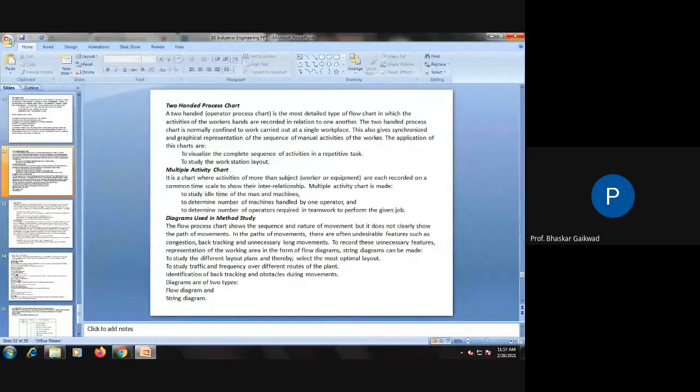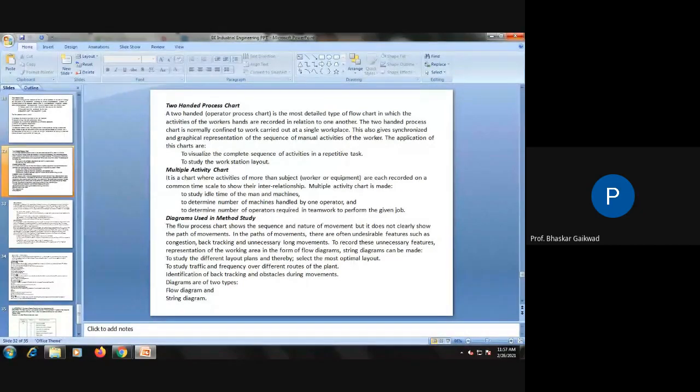Unnecessary motion of the hands and unnecessary time. Application of the chart is to visualize the complete sequence of repetitive tasks. So here a multiple choice question is always there. This two-handed process chart you can use only for repetitive work. Repetitive work: assembly of carburetors, assembly of nut and bolt.